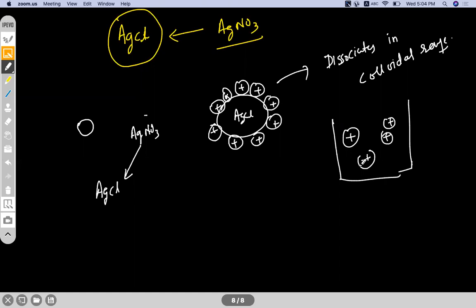Both kinds of charge won't be there in the colloid. Otherwise it will neutralize and settling will be there. It won't be a colloidal solution. So both kinds of charge won't be there. Either it will be only positive or only negative. So you should know this particular information, that which sol is positively charged and which sol is negatively charged. Are you getting it?